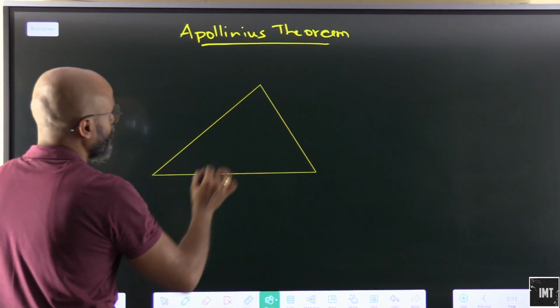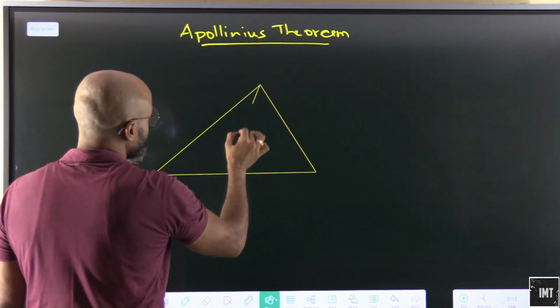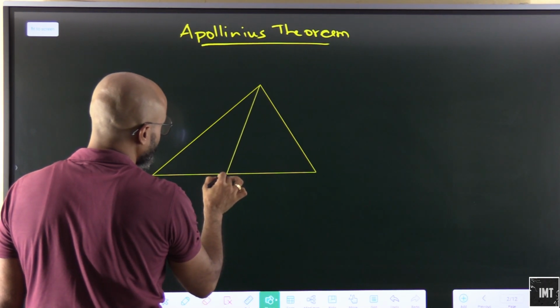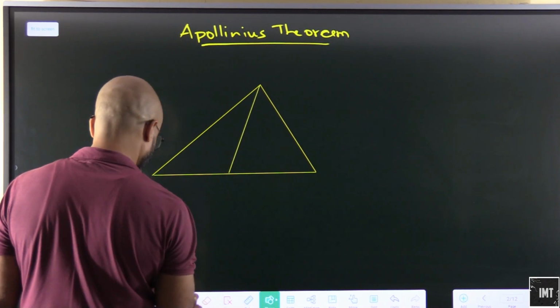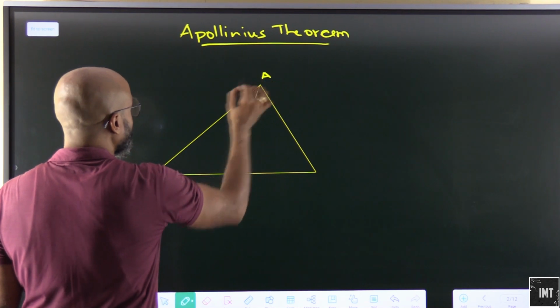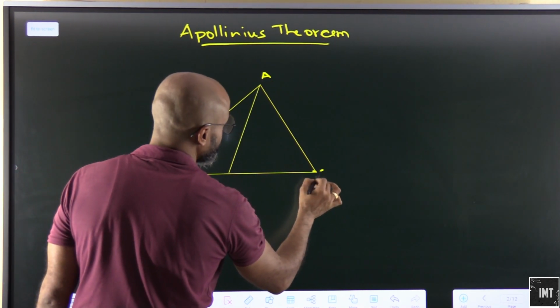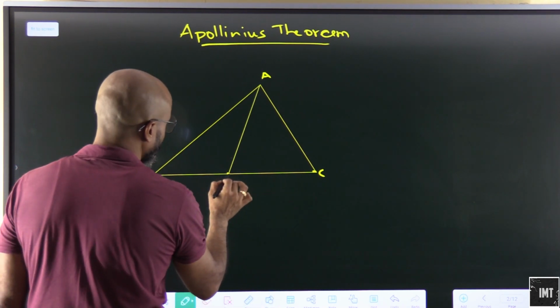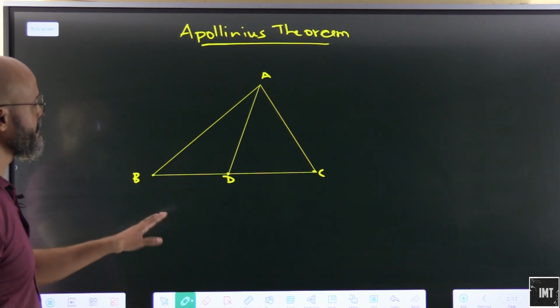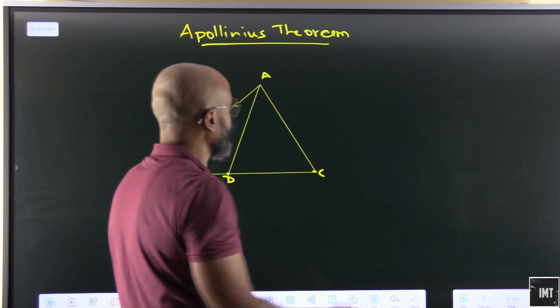We have any triangle out here and we draw its median. So from one vertex we have drawn its median. Let's say we have a triangle A, B, C, and let's say we have D. Okay, A, B, C and D. So we have drawn its median.